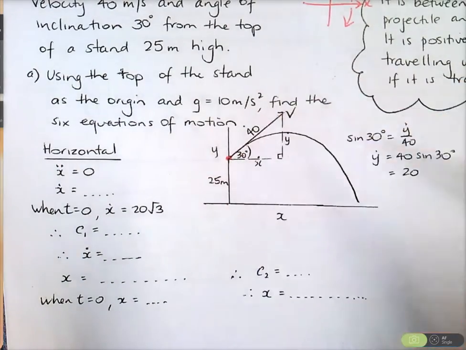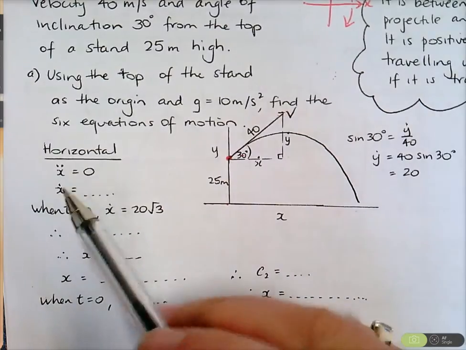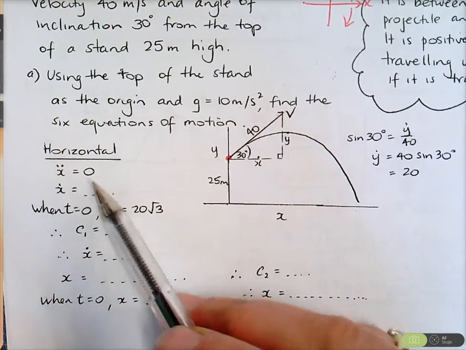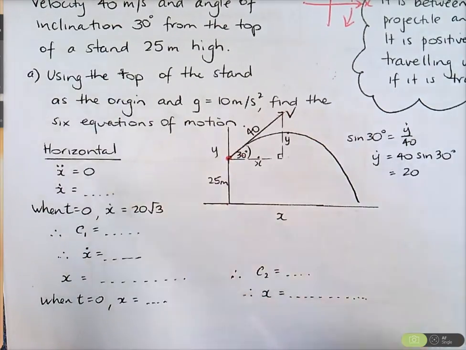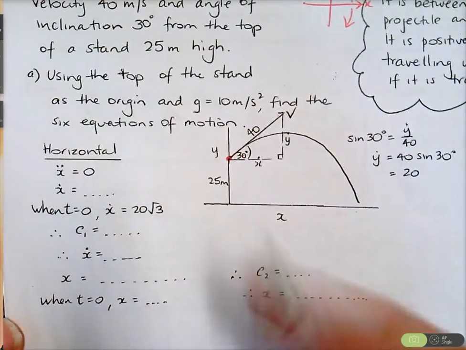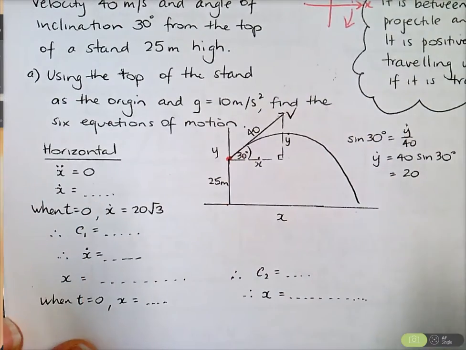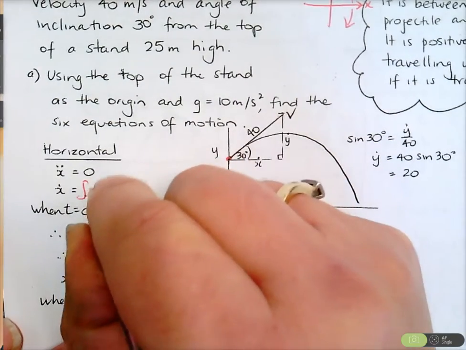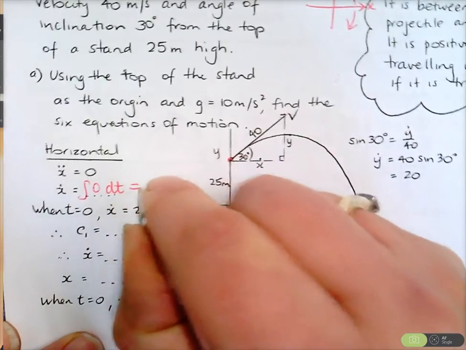Remember, the only force acting on this particle is gravity downwards. So horizontally, there is no air resistance. We're ignoring air resistance and everything like that. So horizontally, acceleration is 0. Therefore, x dot is, do you remember, the integral of 0 dt, which is c.